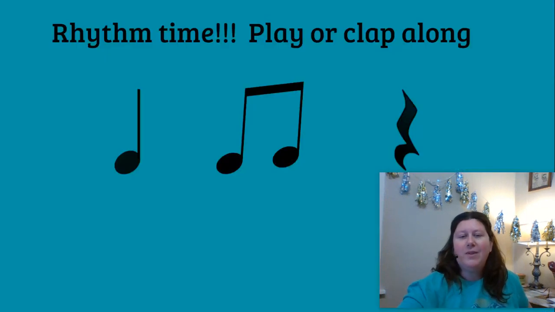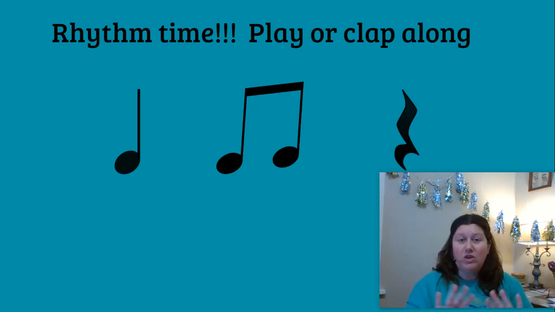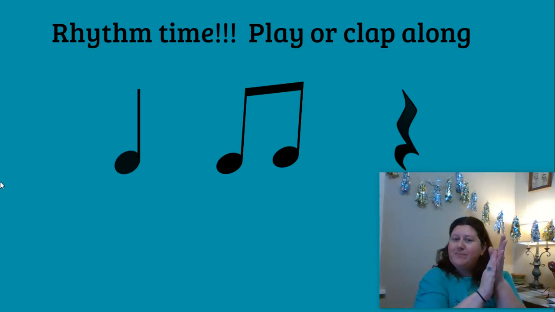So today, instead of using different pictures to mean ta and ti-ti and shh, we are gonna actually transition into using the real notes. So the one that you see right here, this is a quarter note, and we say ta, ta.